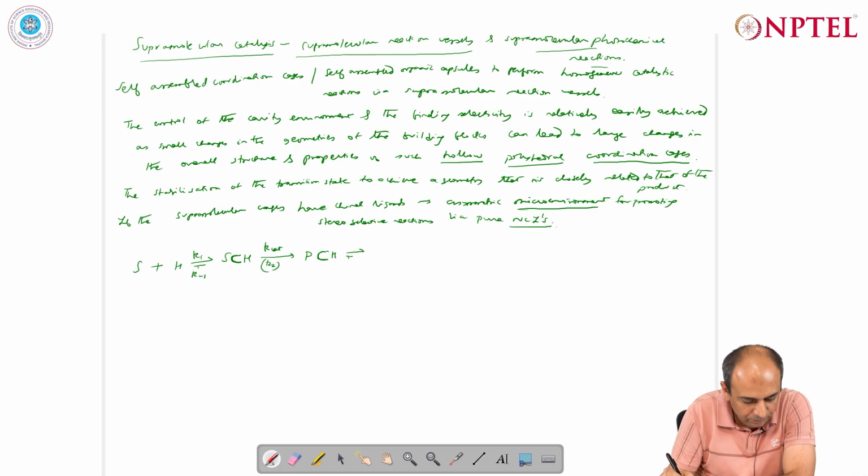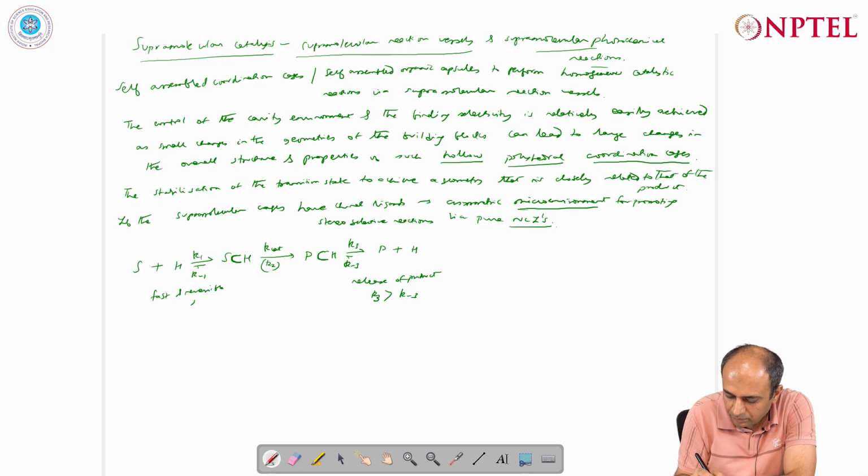followed by the release of the product into the bulk solution and the host getting empty. So, for the release of the product, K3 must be greater than K minus 3, and the first step must be a fast and reversible step.